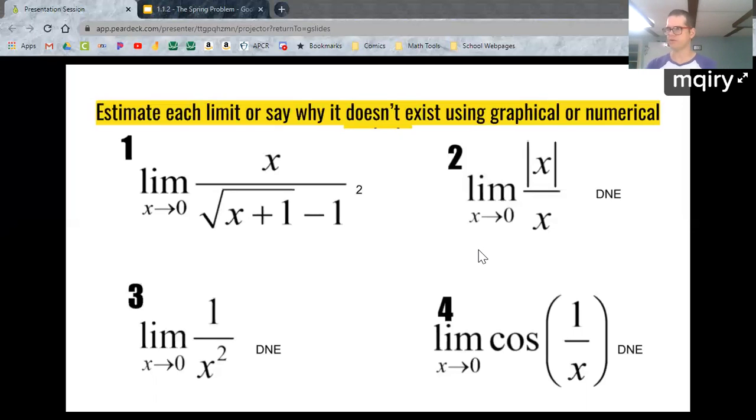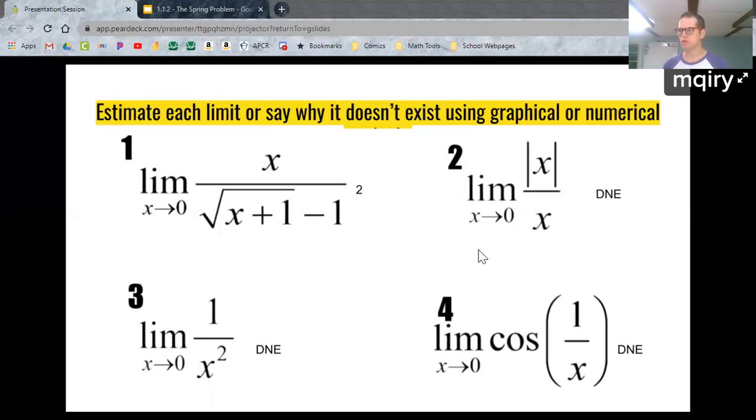And 4 is just kind of a weird thing, because when you plug in 0, you get 1 over 0. What's cosine of 1 over 0? The more you think about it, and if you process it a little bit, it'll make more sense why it is what it is. But 1, again, if you look at the graph, you'll see that it's approaching the value of 2. So we can estimate that limit to be 2.